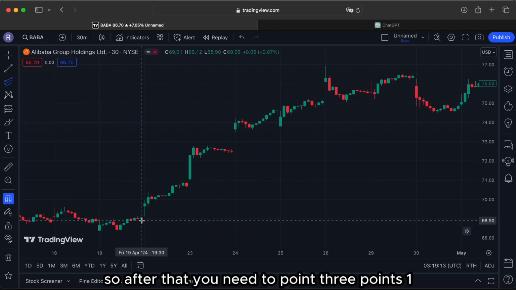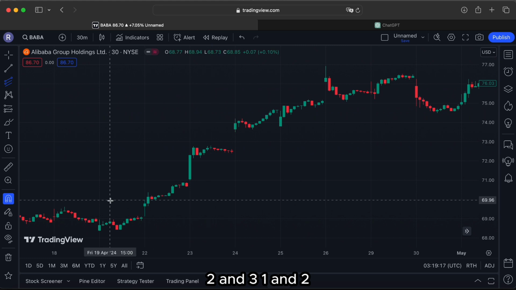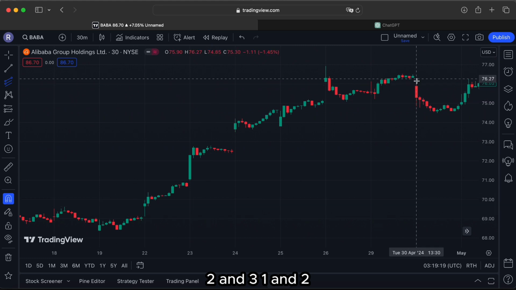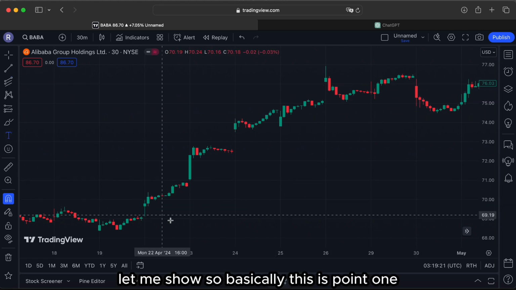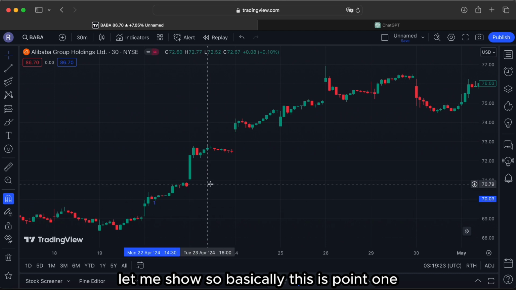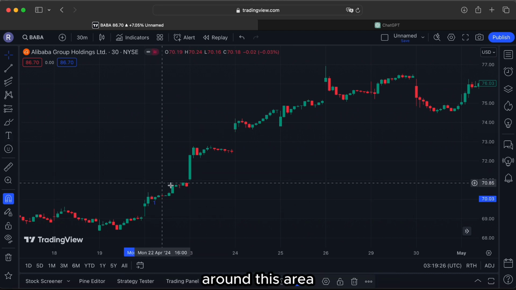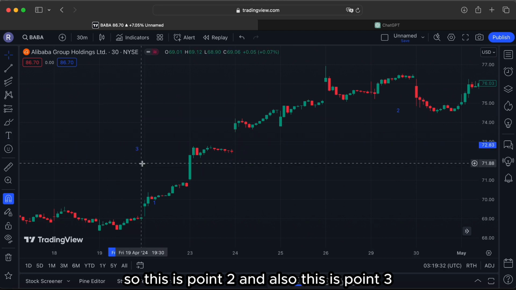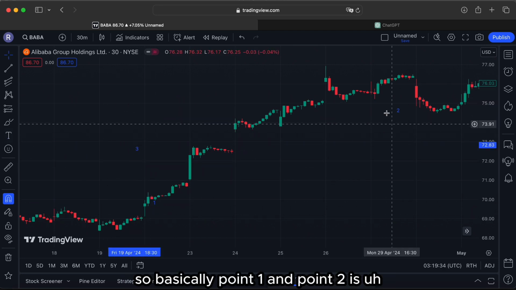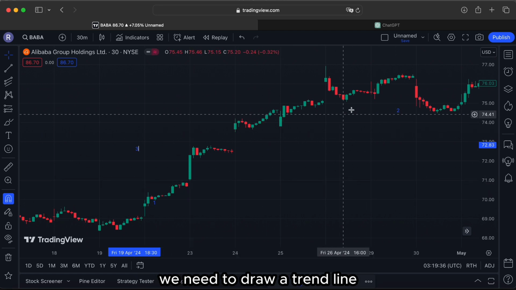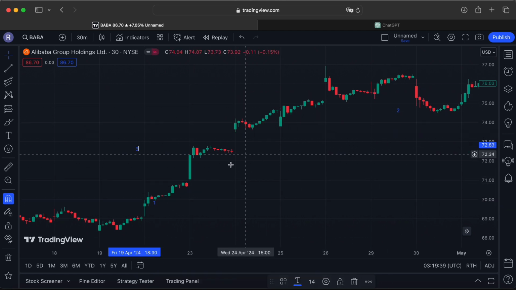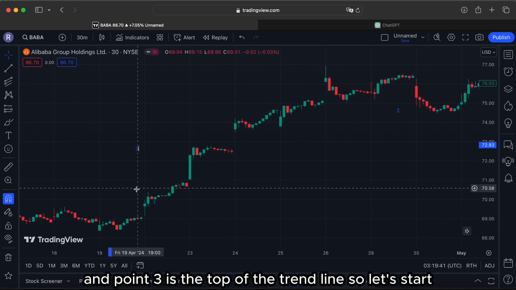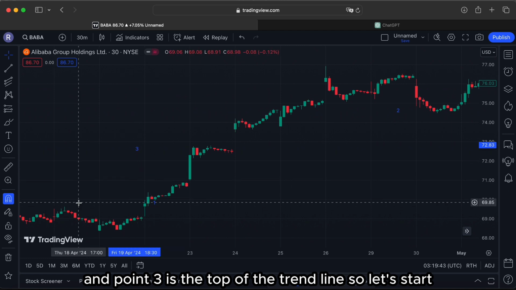After that, you need to pick 3 points: 1, 2 and 3. Let me show. So basically this is point 1, around this area. This is point 2 and also this is point 3. Points 1 and 2 are where we draw a trend line, and point 3 is the top of the trend line. So let's start.